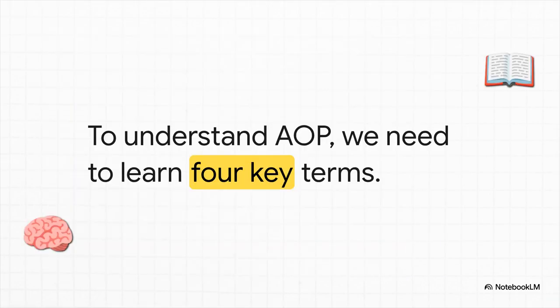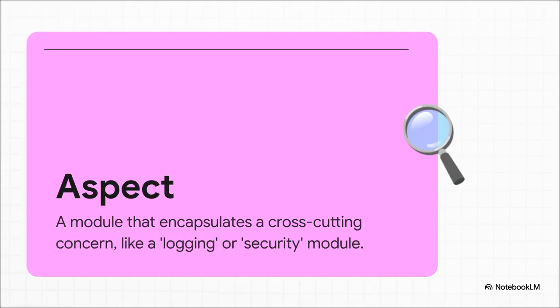So, to see how AOP pulls this off, we really need to get comfortable with 4 key terms. These are the absolute building blocks of the whole concept. First up is the aspect. You can just think of this as the container. It's the module that holds all the logic for a single cross-cutting concern. So you might have a logging aspect or a security aspect, and so on.